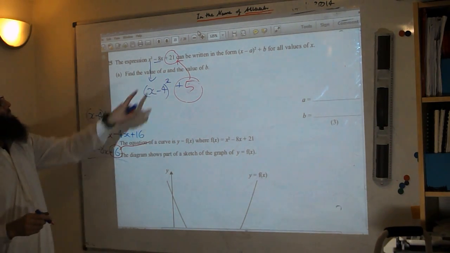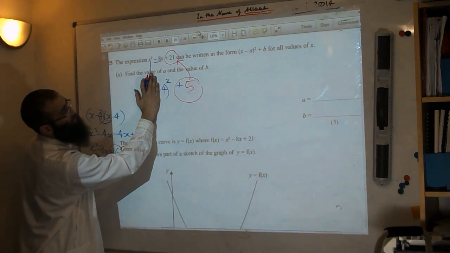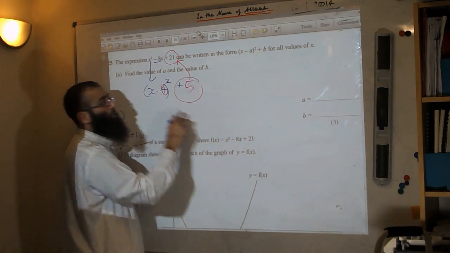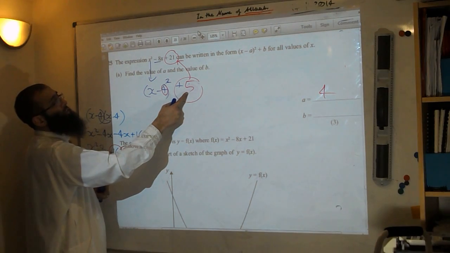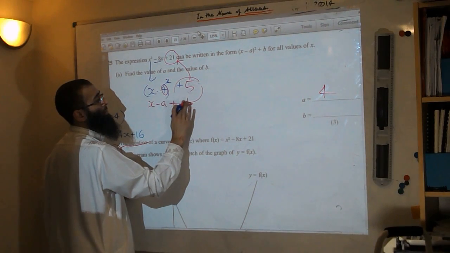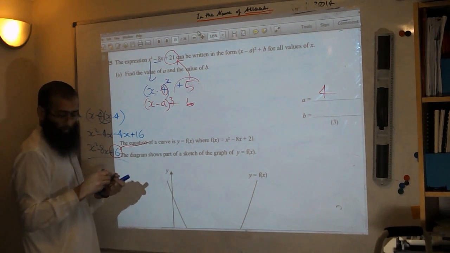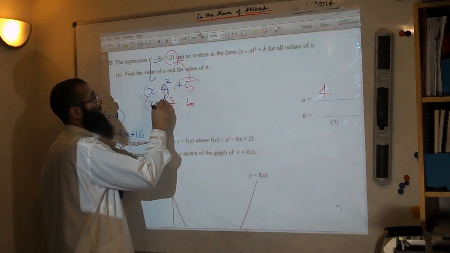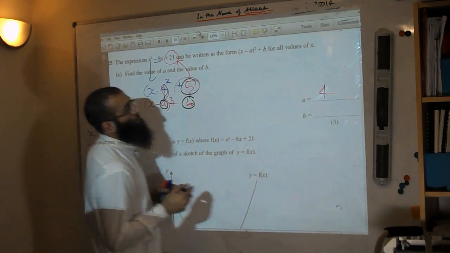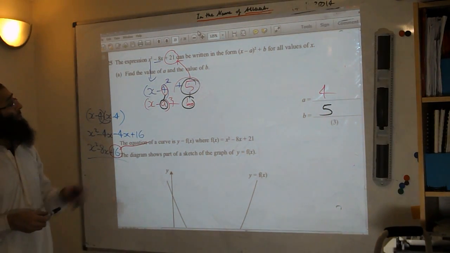There we go. So the value of A is the value here. What is A? A has a value of 4. X minus the A value, so the A value is 4. Okay, what's the B value? 5. The B value is here, plus the B value, so we have 5. Okay, are we happy with that? Yeah. So that gives us the A and the B value.